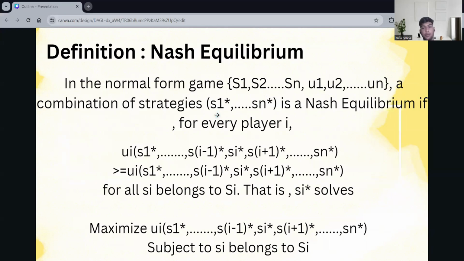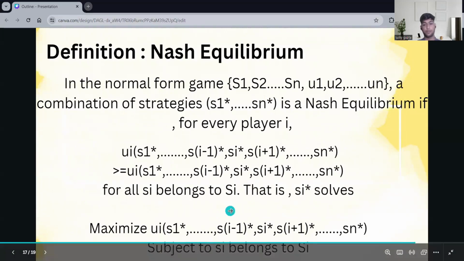So how do we solve for Nash equilibrium? Let's suppose in a normal form game we have strategies S1, S2, up to Sn, one for every player, and a combination of strategies. S1 is one player's strategy, S2 is another's, and these are the possibilities. So when does it become a Nash equilibrium? If both players choose their best strategy and that becomes fully profitable, then the Nash equilibrium occurs.